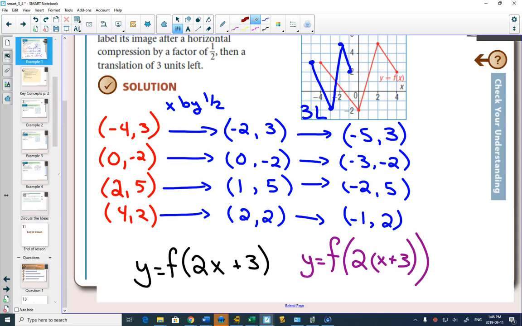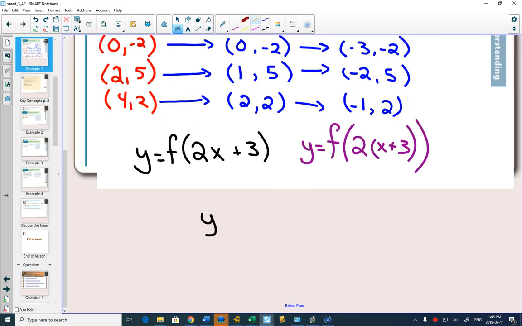Option 3 in orange. Still got the 2. Wow. Can't even read that. That's terrible. Option 2 I'll put below. That's not orange anymore. In orange, y equals f of 2x. We're going 3 to the left. We'll write 6. Okay.